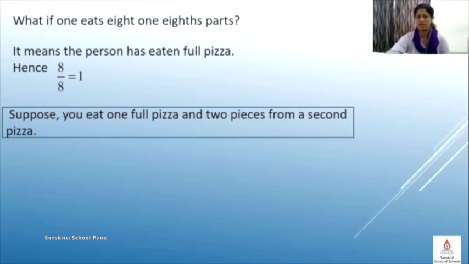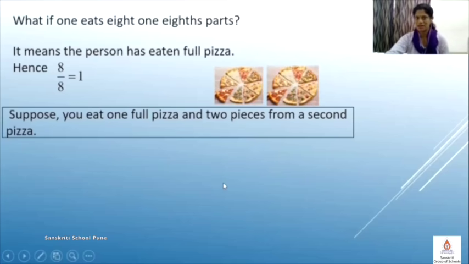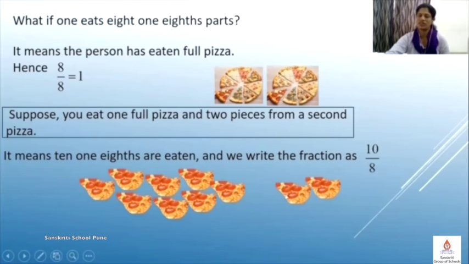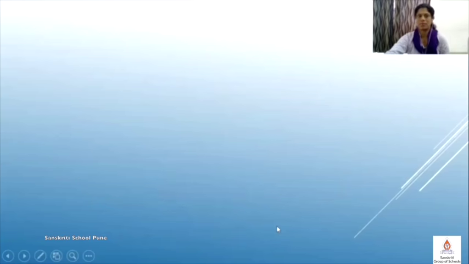Now, suppose you are hungry and you eat one full pizza and you take 2 pieces from a second identical pizza. This is your first pizza and this is your second. It means 10 times 1/8 are eaten and we write the fraction as 10 upon 8. And these are your 2 parts which you have taken from the second identical pizza. So the fraction becomes 10 upon 8. For 14 times 1/8, we will write the fraction as 14 upon 8. 8 parts are taken from one pizza and the remaining parts are taken from the second pizza.